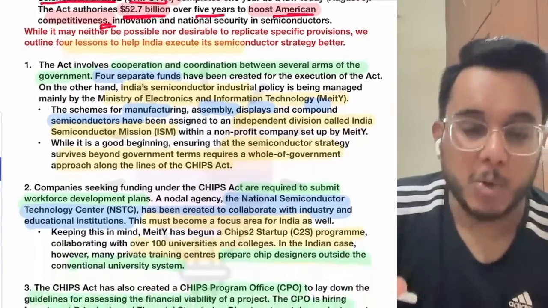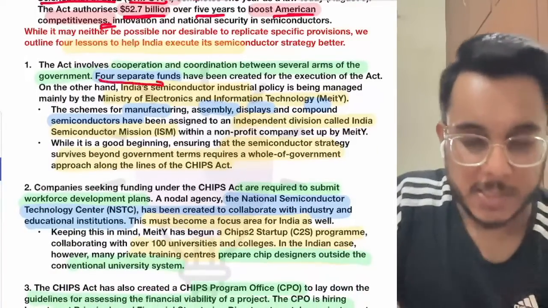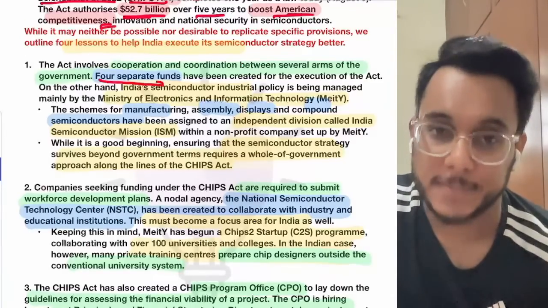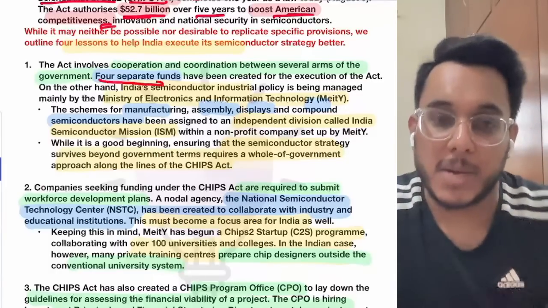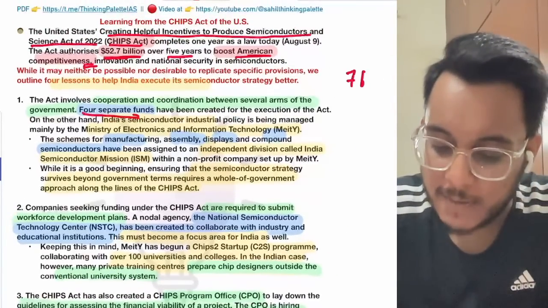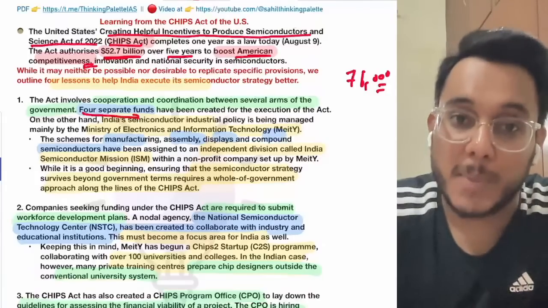Under this CHIPS Act, America has created four separate funds which will promote semiconductor manufacturing in America. Now, guys, India has also come out with a semiconductor mission, but as per India's semiconductor mission, we have just given 76,000 crore rupees, which is about 10 billion.